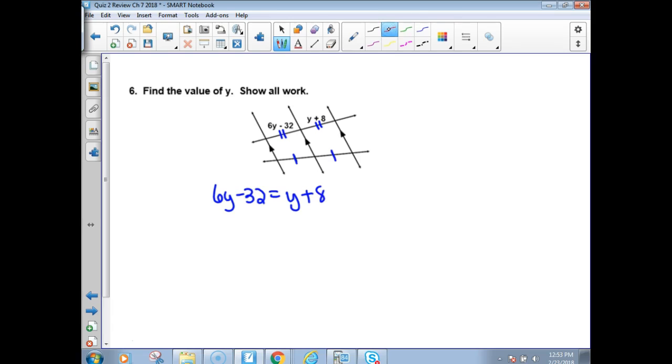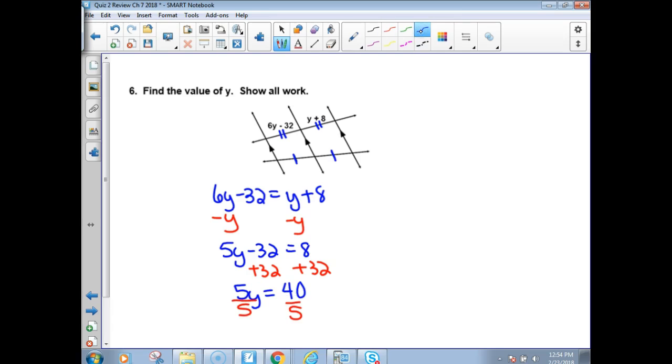We need to get our y's on one side, so we're going to subtract y from both sides, which gives us 5 times y minus 32 is equal to 8. We then add 32 to both sides, keep our equation balanced. We get 5 times y is 40. Divide both sides by 5 as our last step, and we have y is 8.